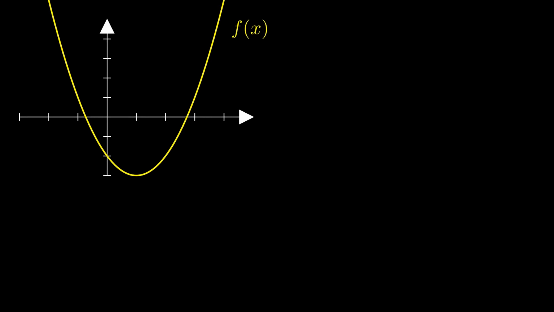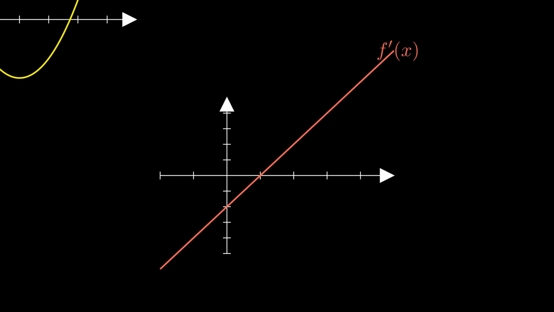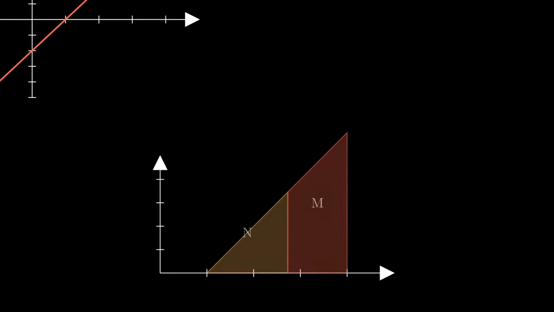Imagine this instead. You're handed the graph of some function. You don't know its equation, but you do know what its derivative function looks like. Can you use this to figure out exactly where the original curve must cross the x-axis? And what does that have to do with the area of a triangle and trapezium, if anything?